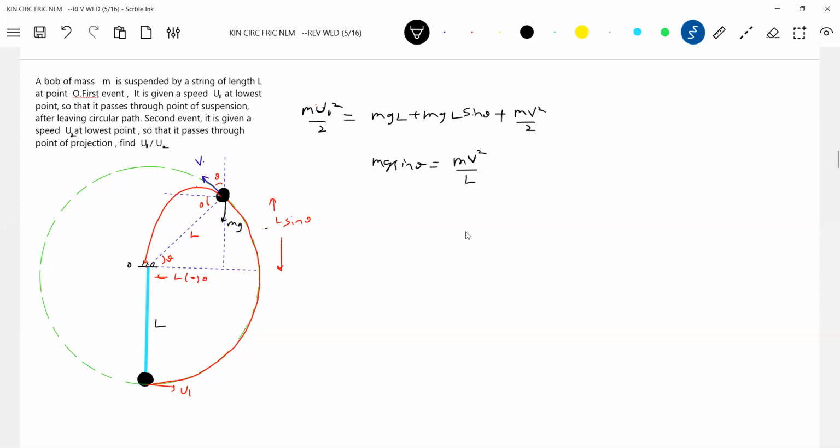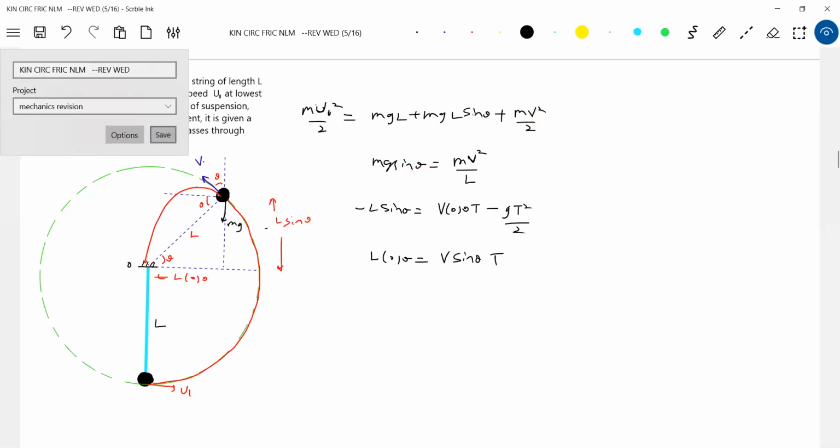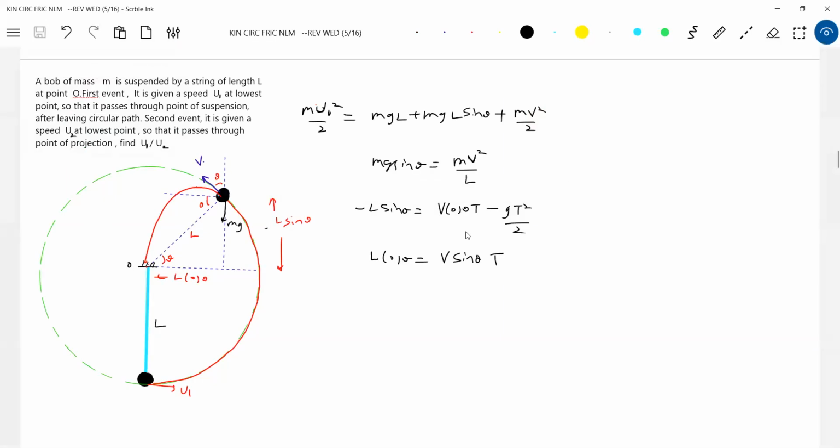So what is the time? Minus L sin theta is equal to v cos theta t minus g t square by 2. Then what is the horizontal range? L cos theta should be equal to v sin theta into t. Solving these two, we'll get an expression for v. That v I'll substitute here, and I get theta. This theta and v I'll substitute here and I'll get u1. I discussed this particular concept in class. You have this particular thing also. You know that answer also.